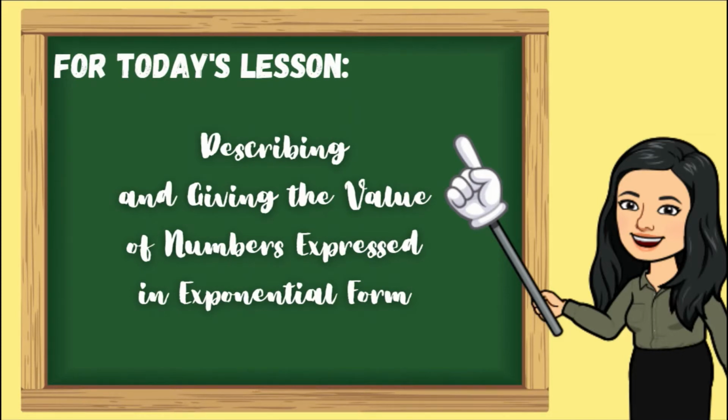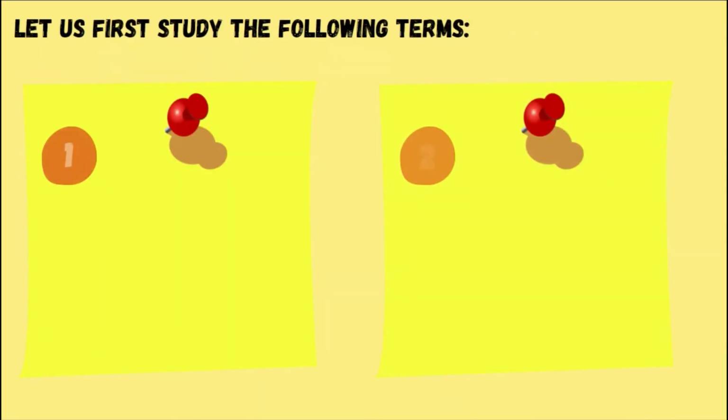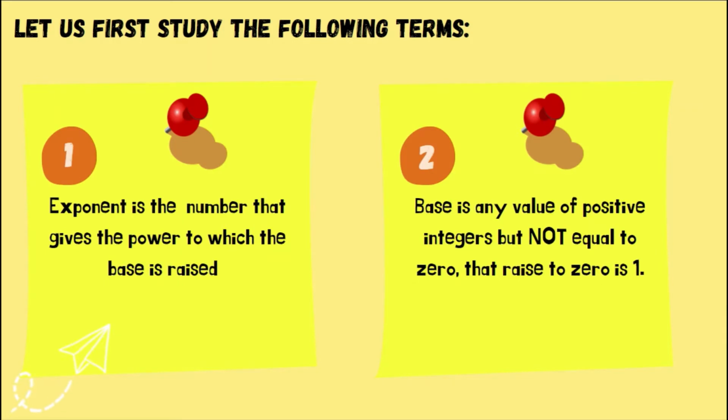For today's lesson, we will be discussing describing and giving the value of numbers expressed in exponential form. Let us first study the following terms. Number 1, exponent is a number that gives the power to which the base is raised. Number 2, base is any value of positive integers but not equal to 0, that raised to 0 is 1.